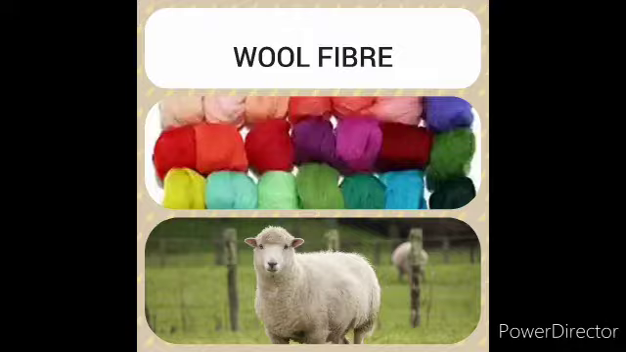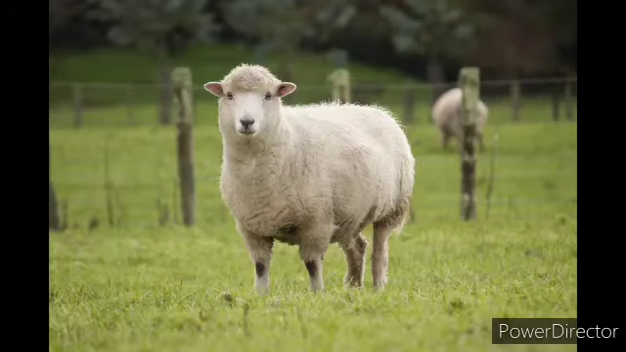Sheep gives us wool. Look at this, the body of the sheep is fully covered with fur. This fur is removed and we are getting the wool fiber. How is the fur removed from the sheep's body? A small video for you. You see that, you come to know how the fur is removed from the sheep's body.